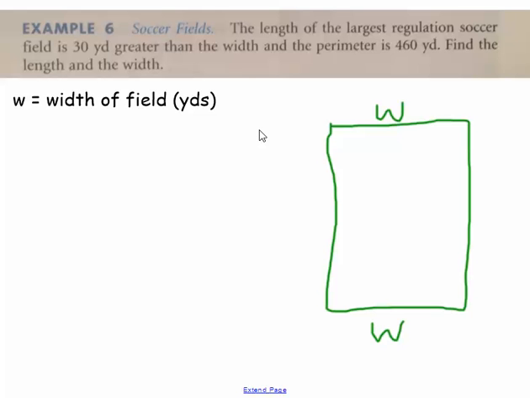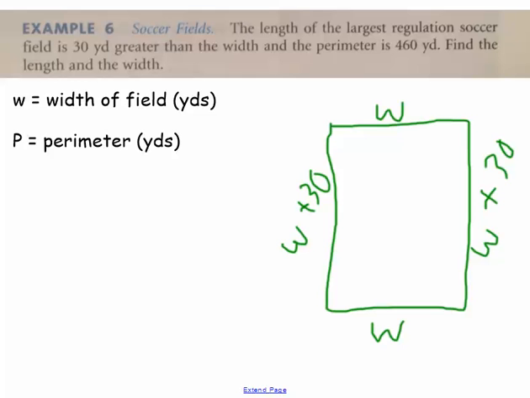Now for the length, this is going to be w plus 30. W plus 30 and w plus 30. The other quantity in this problem is the perimeter, and that's going to be my output variable. And I think I'll use p for that. So now I'm going to define the output variable. The output variable is p equals perimeter, and that's also in yards.